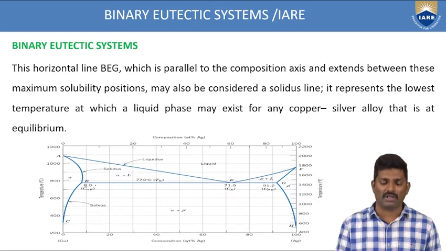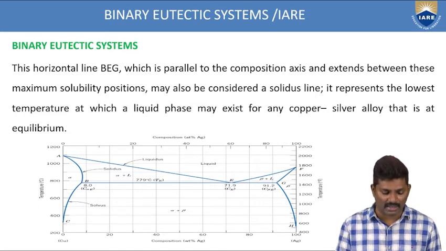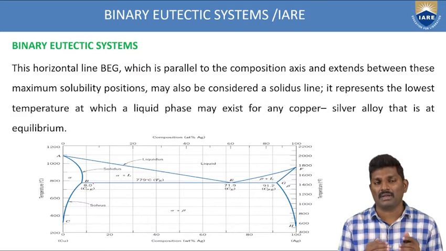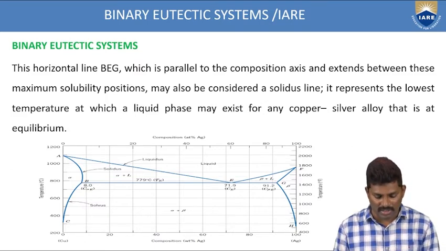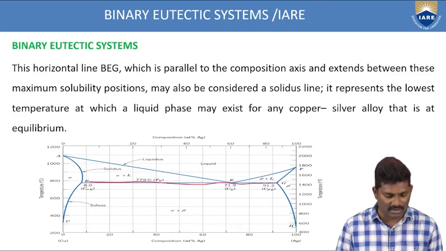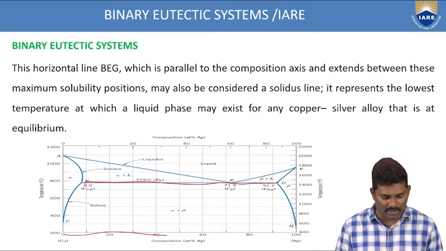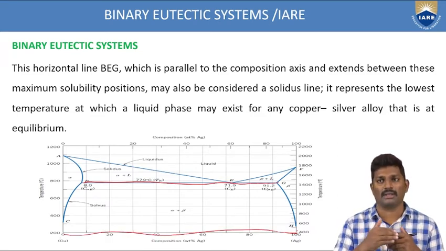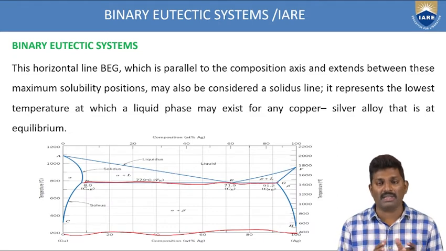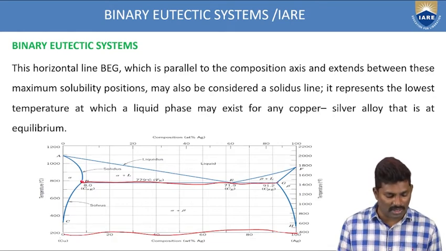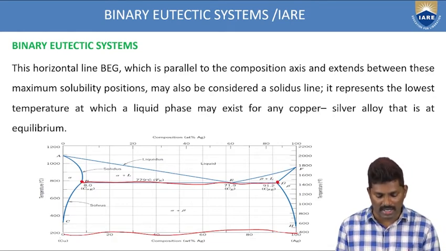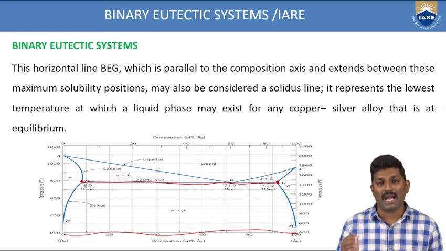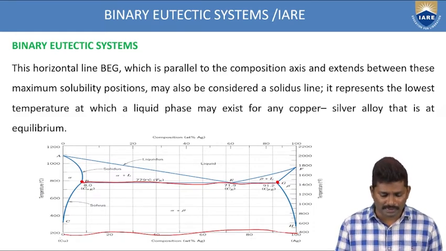Now the horizontal line, the BG line we are taking here. This is exactly parallel to your composition line, is it not? So both are parallel to each other and extend between the maximum solubility positions. These are the maximum solubility limits, that is, point B and point G. So these are the maximum solubility limits for the alpha phase as well as the beta phase.